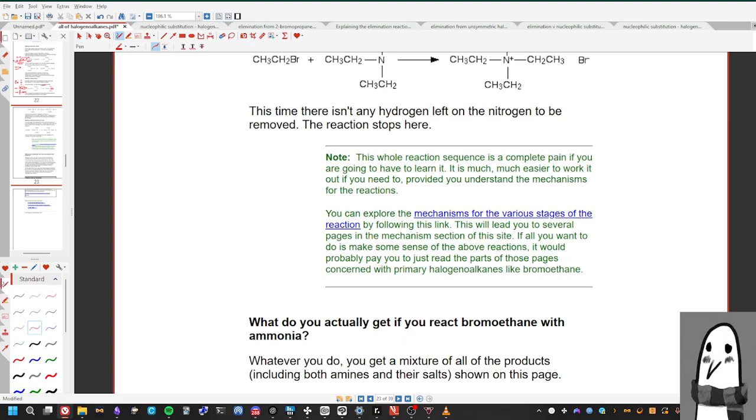But yeah. Okay, the mechanism is not going to be that hard, because for the most part it's literally the same thing happening over and over again.